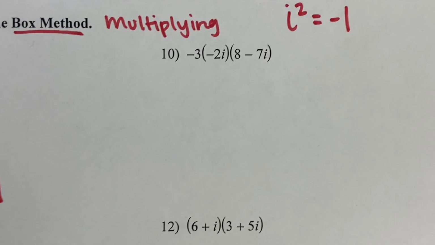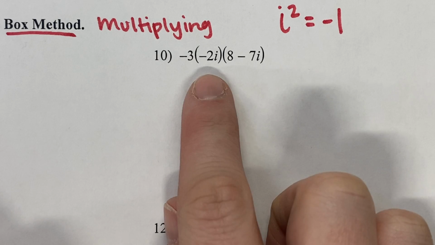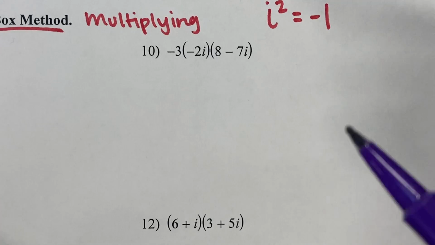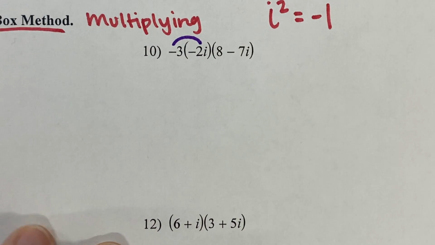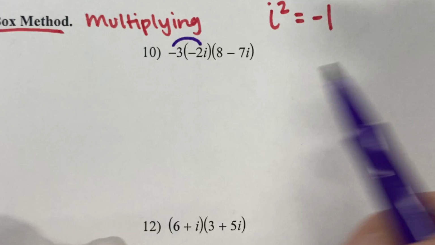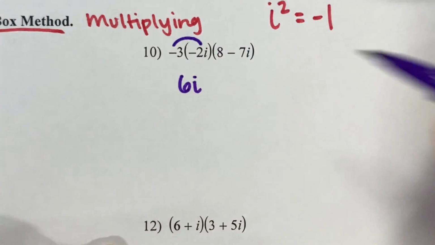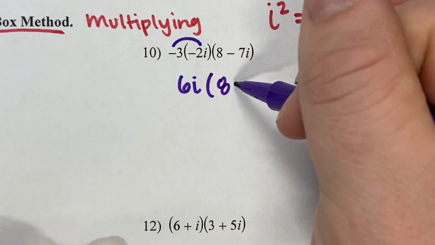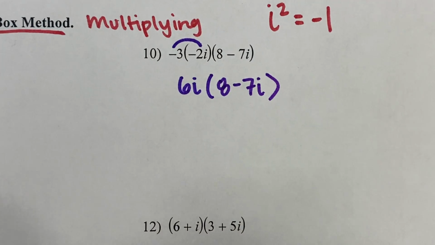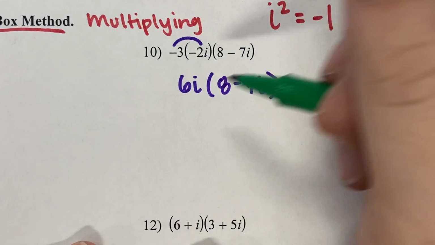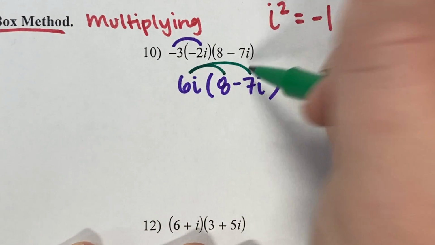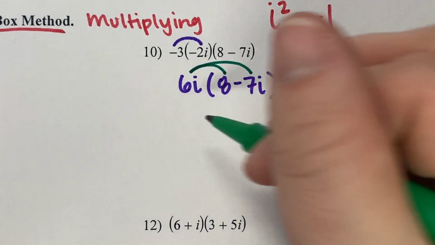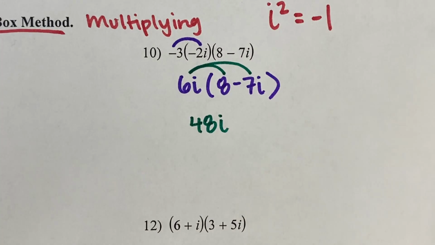Okay, let's look at number 10. So again, we don't see two binomials here, so I'm just going to go ahead and distribute. I'm going to multiply these two terms first. So I have negative 3 times negative 2i. Negative 3 times negative 2 is going to give me positive 6 and just the 1i. Now I can take 6i times 8 minus 7i. And I can just distribute those, take 6i, multiply it to both of those. So 6i times 8 is going to give me 48i.